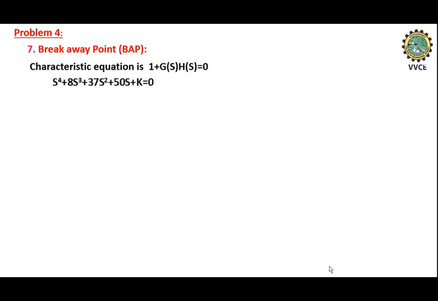First, find the characteristic equation, 1 plus G of s H of s. G of s is already given. You need to find 1 plus G of s equal to 0. From that you get this equation. This is the characteristic equation from the given transfer function.